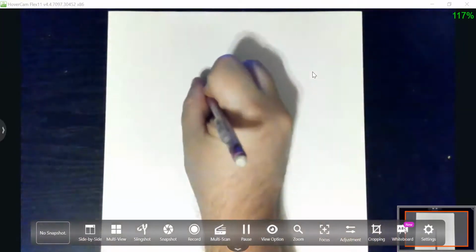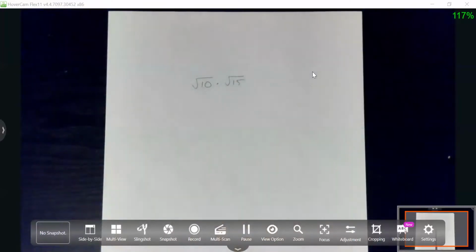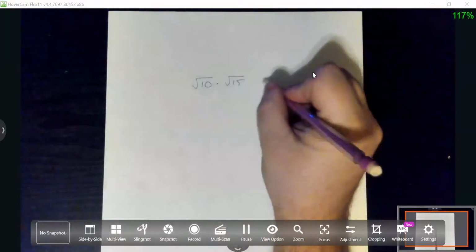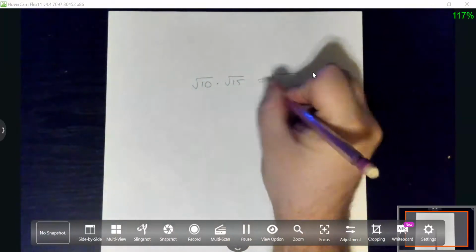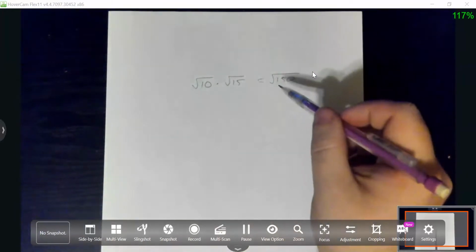So what if we said something like square root of 10 times the square root of 15? Well, if we looked at each of these, neither of these simplify at all. Square root 10 doesn't simplify. Square root 15 doesn't simplify. But we could actually combine these. Remember, that's the same thing as the square root of 10 times 15, which is 150. And this we might be able to simplify.